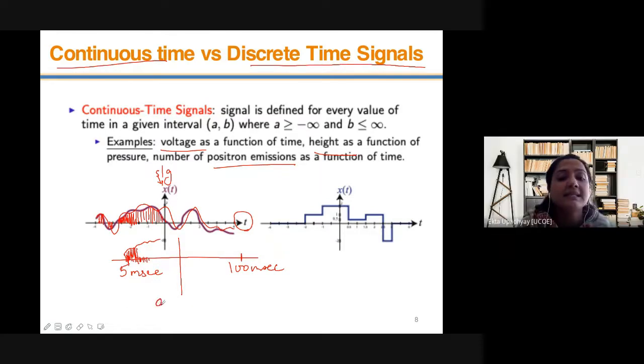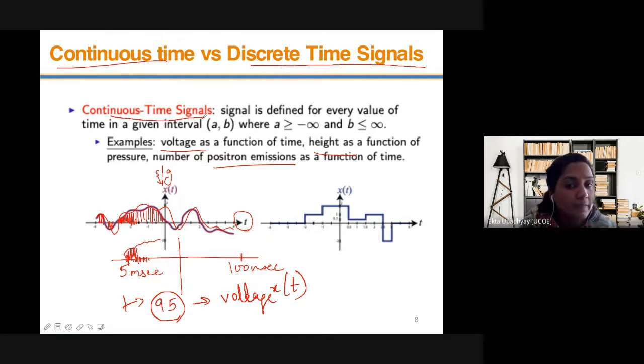95. 95. ओके, सो मैम को कितना वैल्यूज मिलेगा इधर? 95 टाइम वैल्यूज मिलेगा, और 95 टाइम वैल्यूज पे मैम को आउटपुट क्या मिलेगा? वोल्टेज मिलेगा, यस और नो? सो दिस इज एक्स ऑफ टी, क्लियर? और टाइम वैल्यूज क्या है? 5 मिली सेकेंड से लेके 100 मिली सेकेंड से. सो दैट इज व्हाट वी मीन बाय अ कंटिन्यूअस टाइम सिग्नल, स्टूडेंट्स, right?